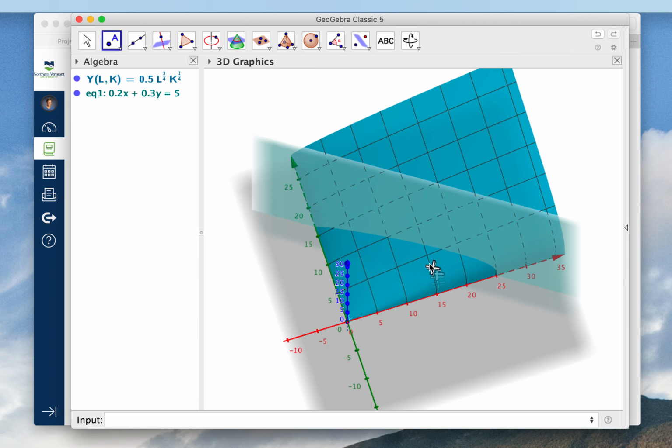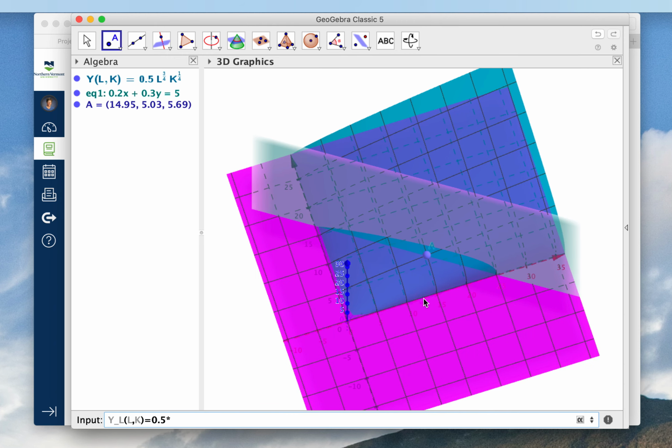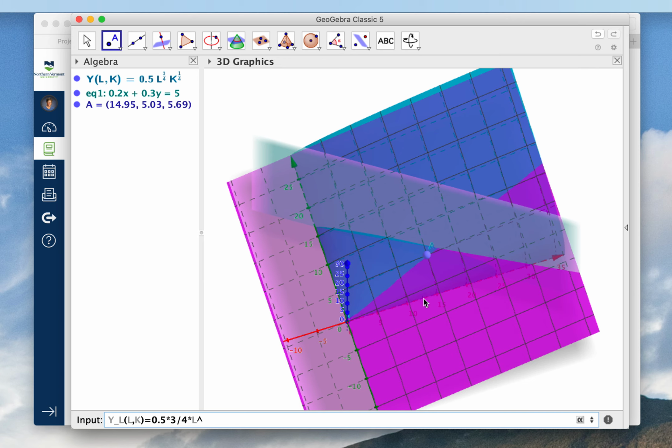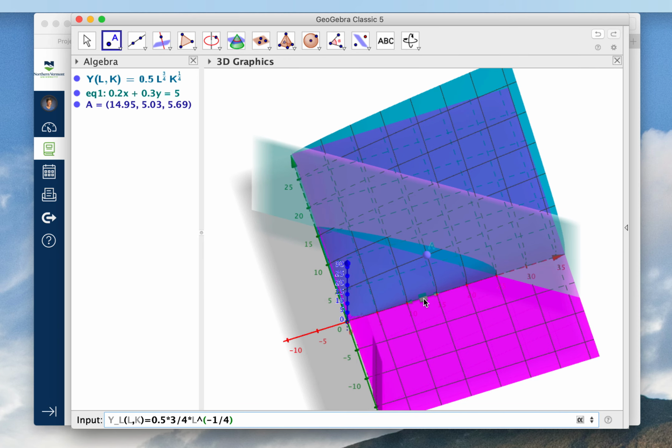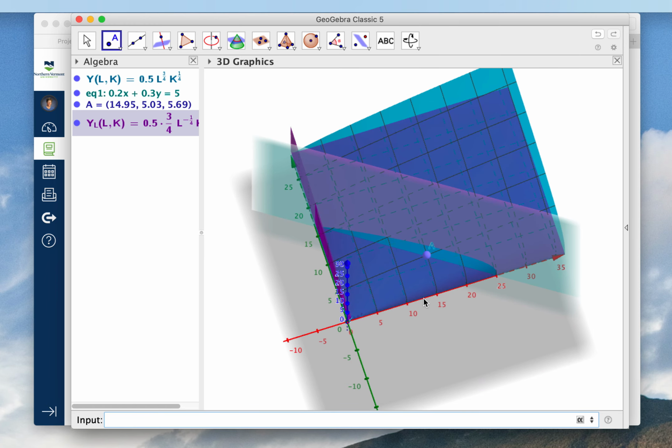So what we're going to do is put a point on the production model, and then calculate the partial derivatives. I'm just going to do them manually, because we don't need to necessarily use GeoGebra. So the partial derivative of y with respect to L is going to be 0.5 times 3/4 times L to the 3/4 minus 1, which is -1/4, and k's exponent won't change. So there's y sub L.